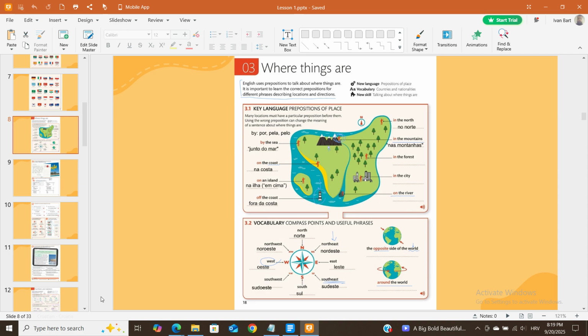By the sea. New language: prepositions of place. Our vocabulary: countries and nationalities. New skill: talking about where things are. In the north. In the mountains.